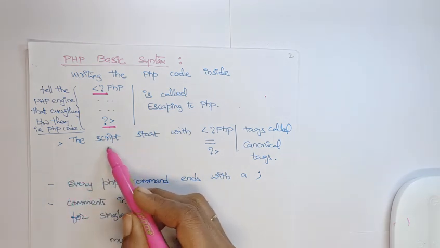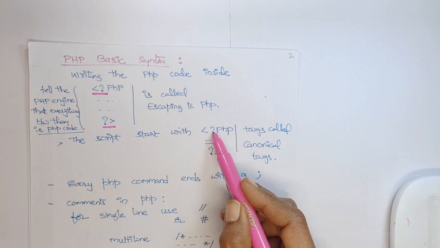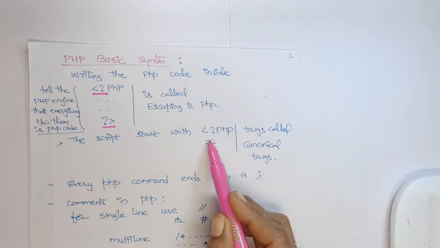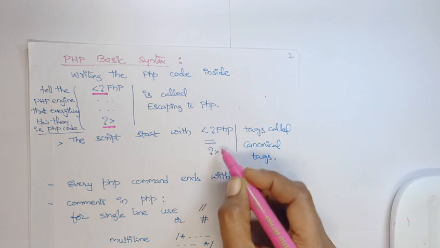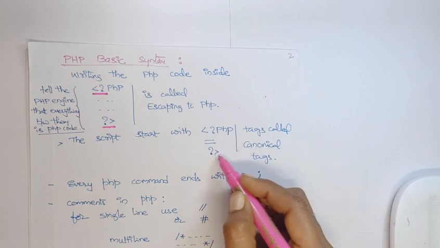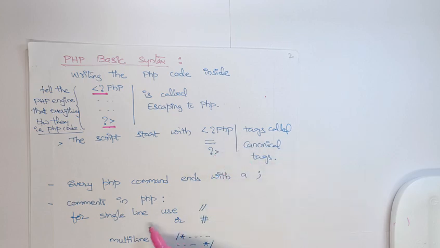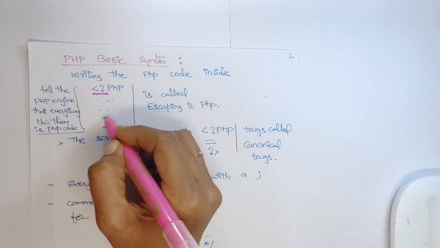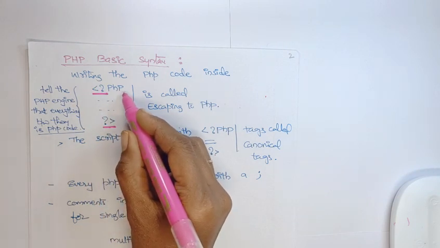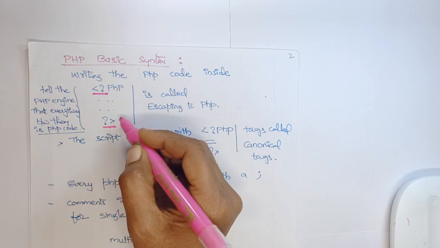So here the script starts with less than question mark PHP. PHP also you should write. Next, whatever statements you want to write, you can write here. Next, after the end of the statements, again you need to use the question mark, closing greater than symbol. So these tags tell the PHP engine that everything between them is PHP code.